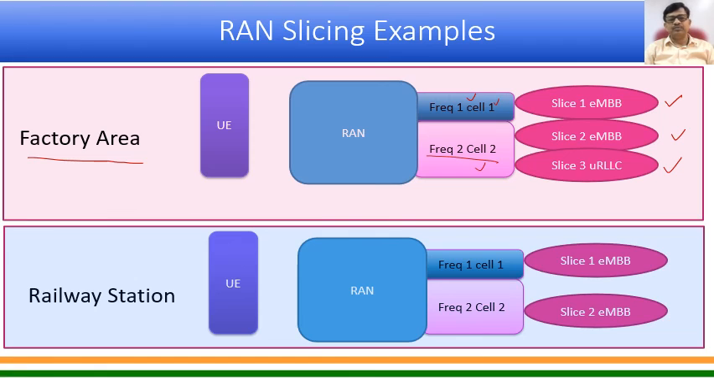This is another area, suppose a railway station. At a railway station, primarily the users of enhanced mobile broadband would be there. So here we can see that in both the frequencies and cells, we are supporting the same slice 1, which is eMBB. According to the need, operators would be required to define in which tracking area which slices would be supported, depending upon the specific use cases that may be required in that particular area.